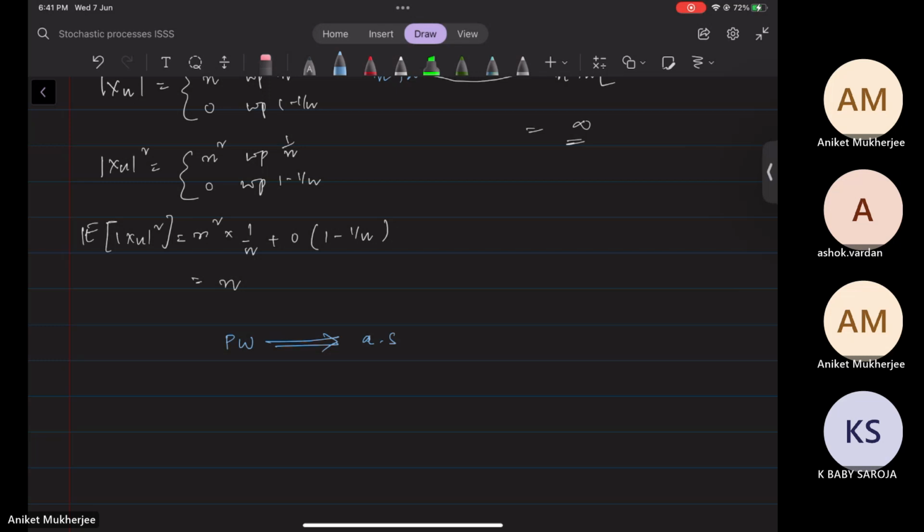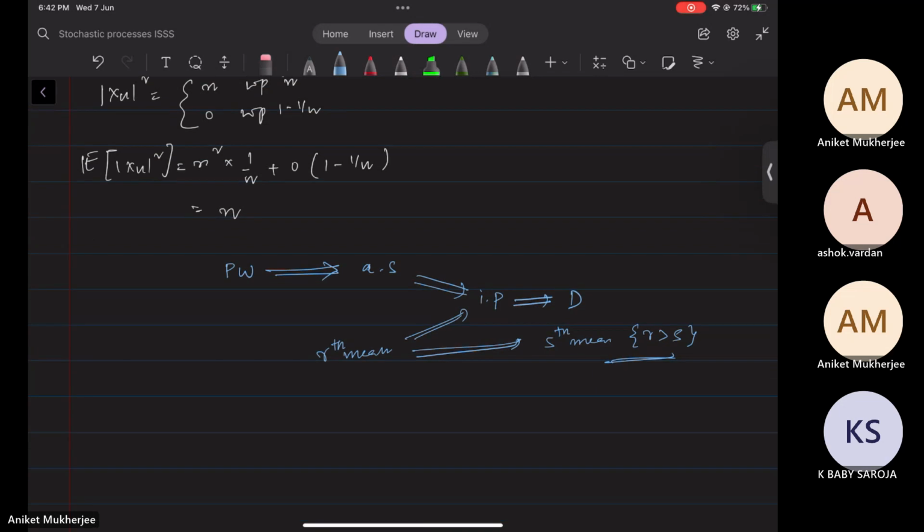We have just seen an example for that. If it is almost sure convergence, then it implies that it is in probability convergence. We have seen an example for this implication, and we'll see a counterexample for the other way around. I have not proved that almost sure convergence implies in probability convergence. I've just given an example where it is almost sure convergence and also in probability convergence. In probability convergence implies convergence in distribution. Rth mean implies in probability. Rth mean also implies Sth mean, where r is greater than s. So this is the implication diagram.